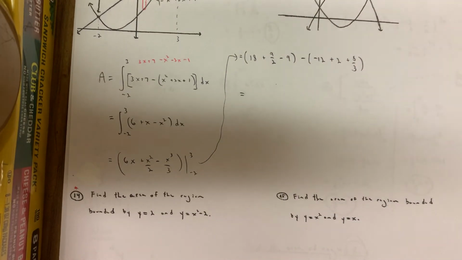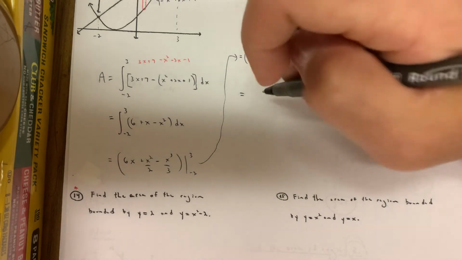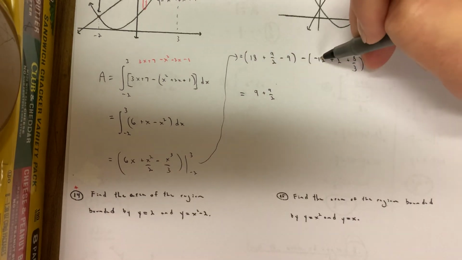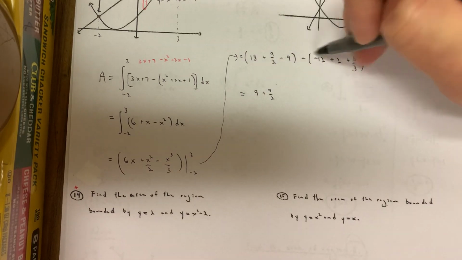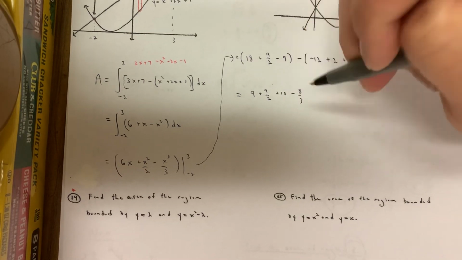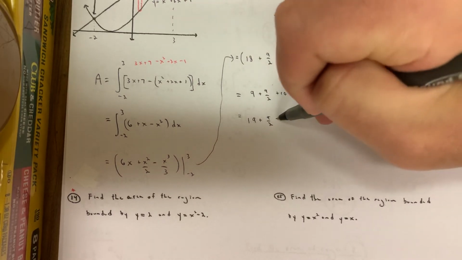All the points. What's the easy way to do this? Let's see. 18 and -9. We'll combine those to get a positive 9. I'll leave the 9 halves right here because he scares me. -12 plus 2 is -10. Subtract the -10, positive 10. Then subtract that 8/3. So it looks like we have 19 plus 9 halves minus 8/3.